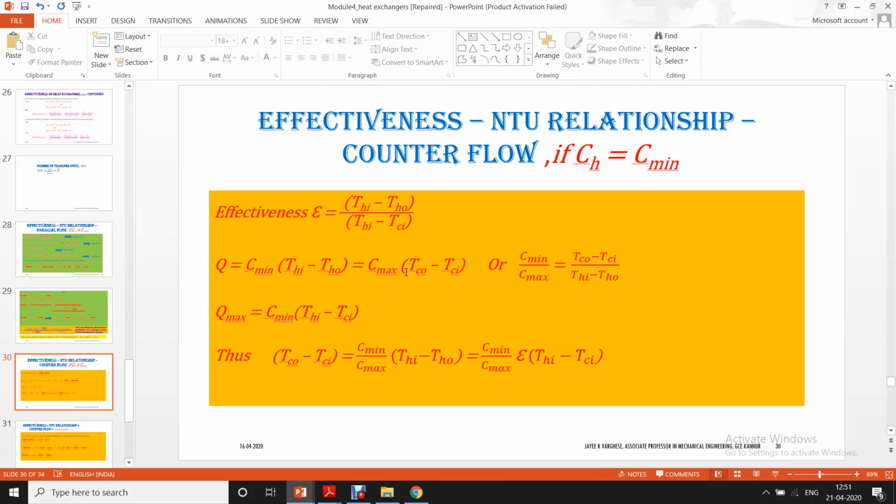From these two relations, we can write C min by C max, the ratio of specific heats, as TCO minus TCI divided by THI minus THO. Also, Q max is equal to minimum C min into maximum temperature difference. So in this case, C min into THI minus TCI.